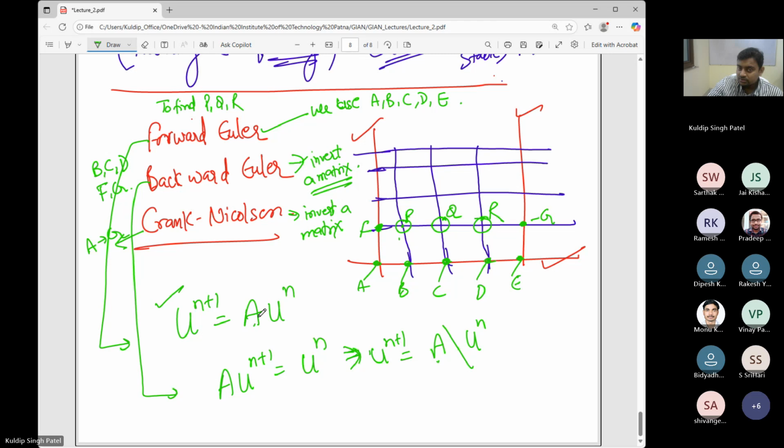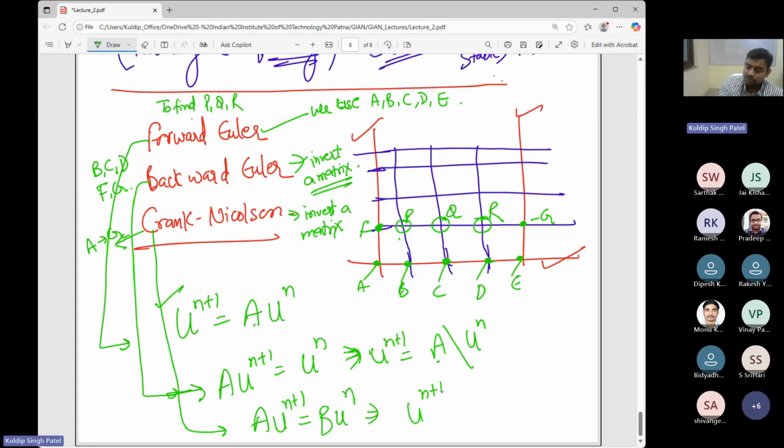And last, after that we will wind up. For Crank-Nicolson, what will you do? This is backward Euler. Please try to understand. For Crank-Nicolson, you get A U^(n+1) = B U^n. That means U^(n+1) = A slash B U^n. So don't you think more operations are involved in Crank-Nicolson?